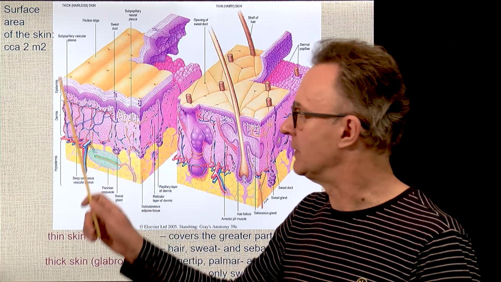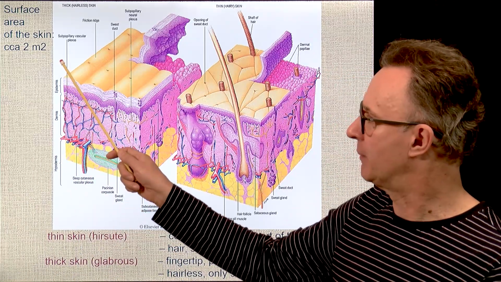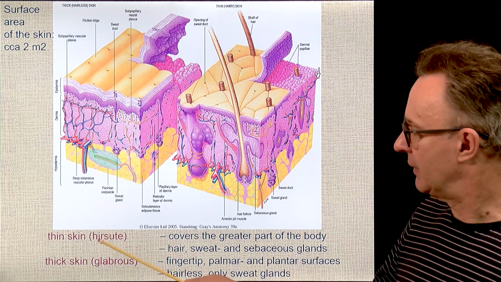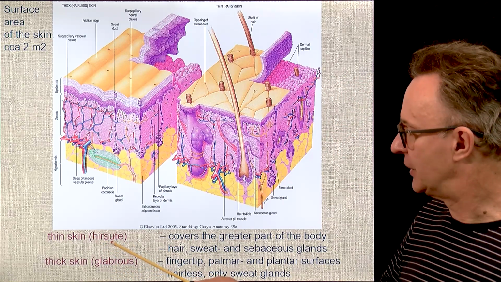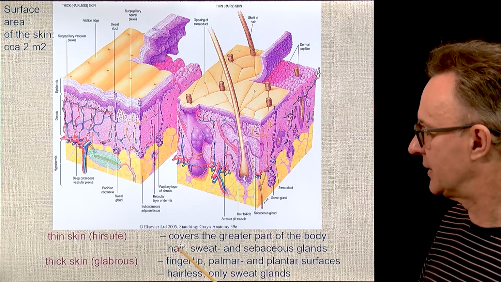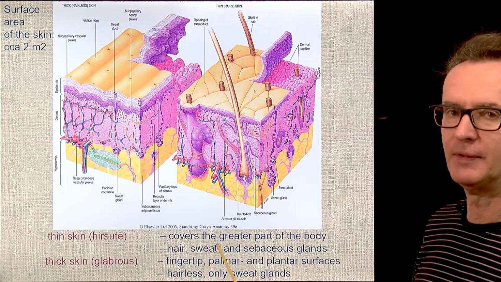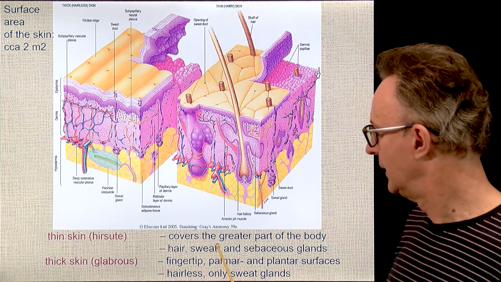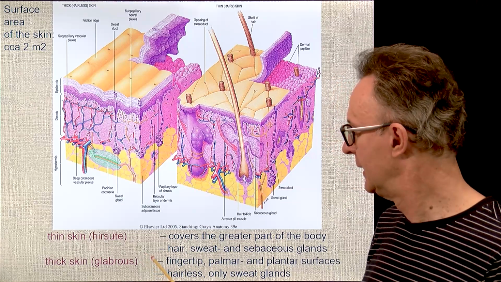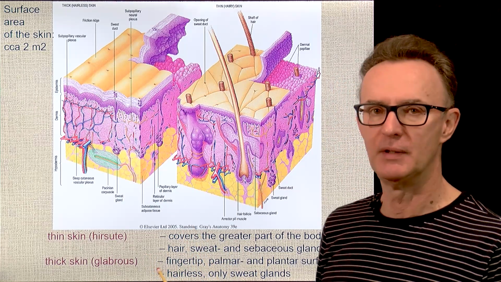The surface area of the skin is approximately 2 square meters, and we have two types of skin. We have a thin skin, which is hairy skin, so it contains hair follicles, and we have the two most frequently found glands, the sweat and the sebaceous glands we studied in the first semester. This covers the majority of the body.